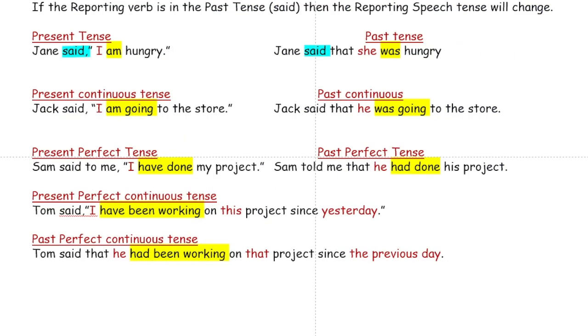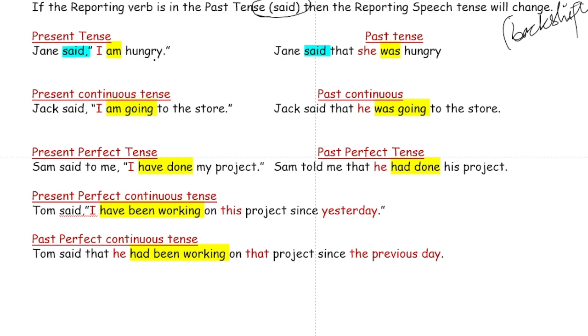Then if my reporting verb is in the past tense, that is, if it is in "said", then the reporting speech tense will change. Clear? Or you can call it back shifting. Right? Now back shifting is going one step back. If your reporting speech is written in present tense, then it will change into simple past tense.